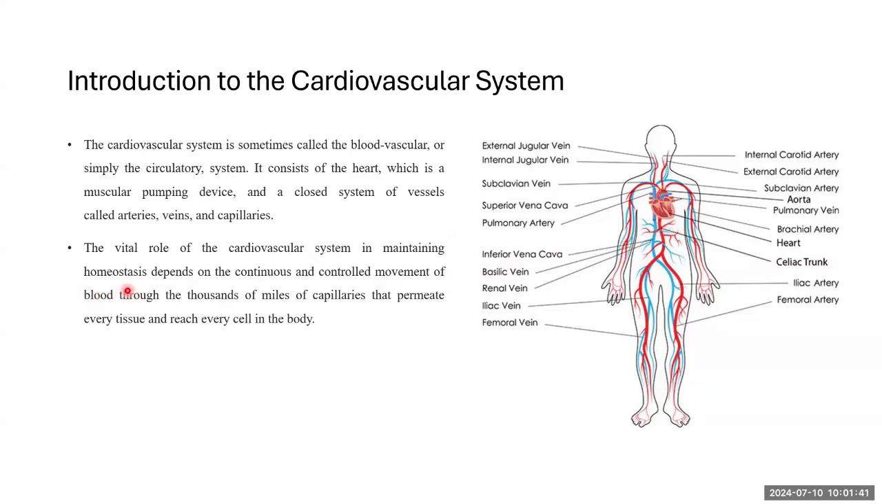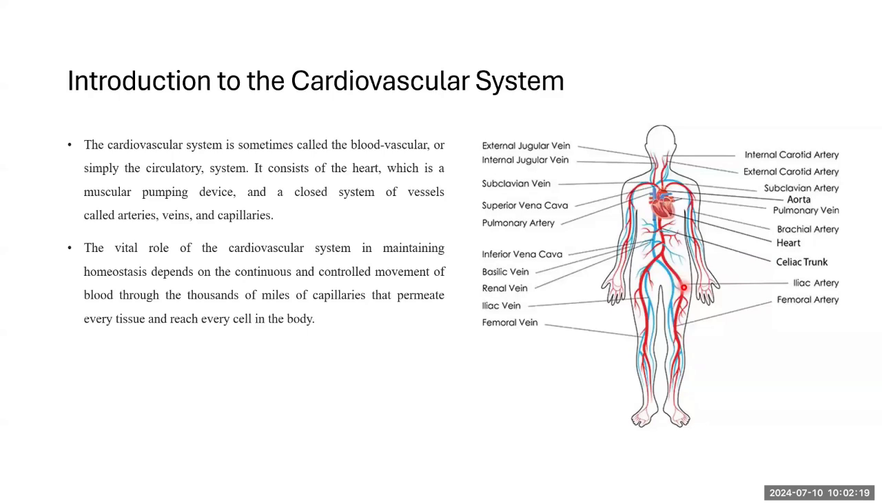Homeostasis means maintaining the internal normal environment with respect to the external environment, which means the cardiovascular system is responsible for maintaining our blood pressure according to the needs of the body. For example, when we eat food, our digestive system needs more blood. So our circulatory system readjusts the blood flow in a way that it reduces the blood flow to the skin or the periphery and increases the blood flow to the digestive system to digest the food.